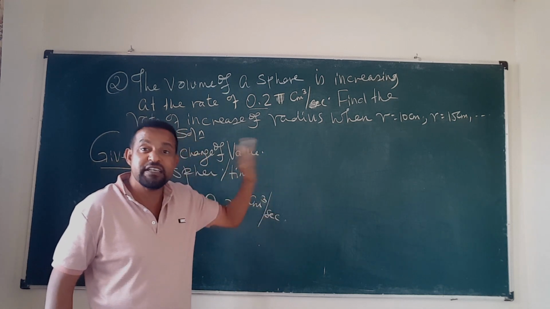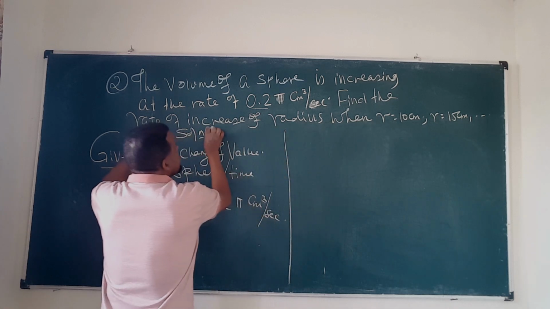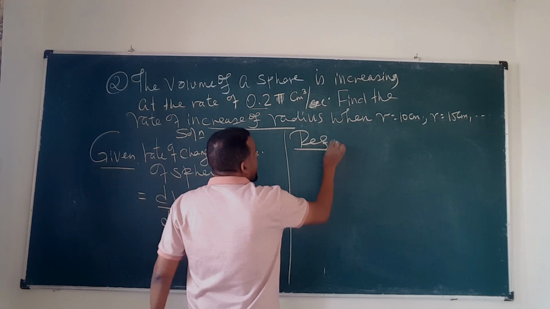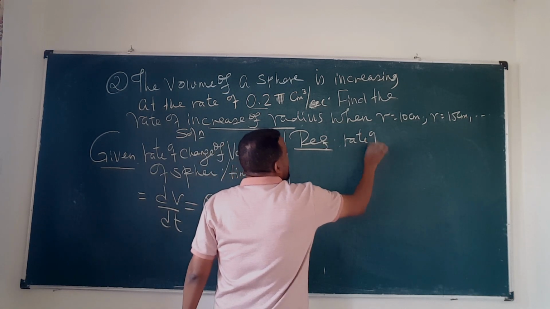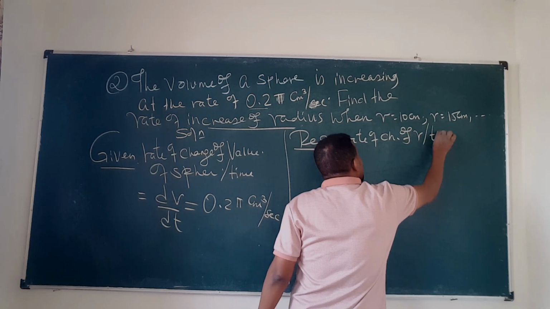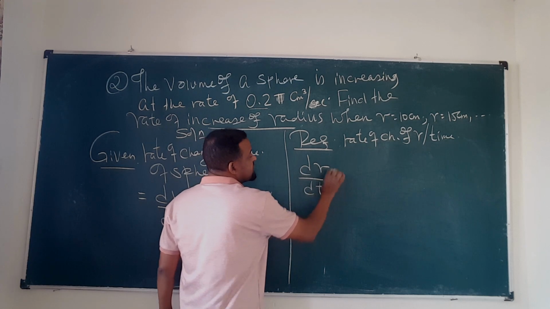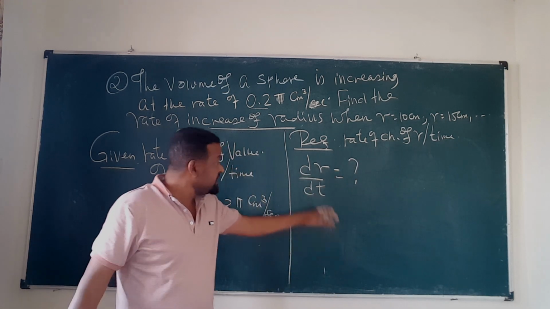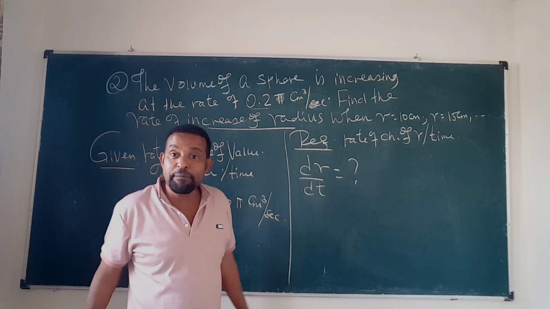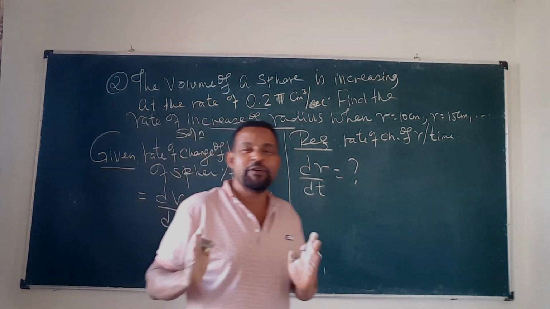Find the rate of increase of the radius when r is 10 centimeter, 50 centimeter. What is asked is the rate of change of the radius with respect to time, that means dr by dt is asked. So what should you remember now? What is the volume of a sphere?